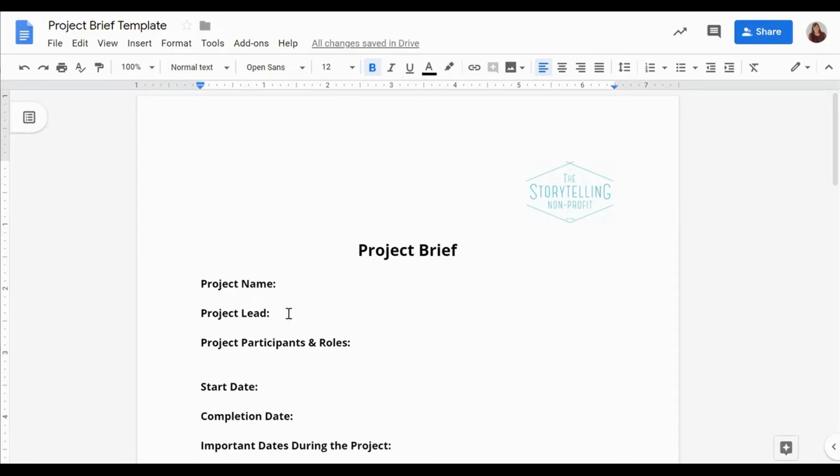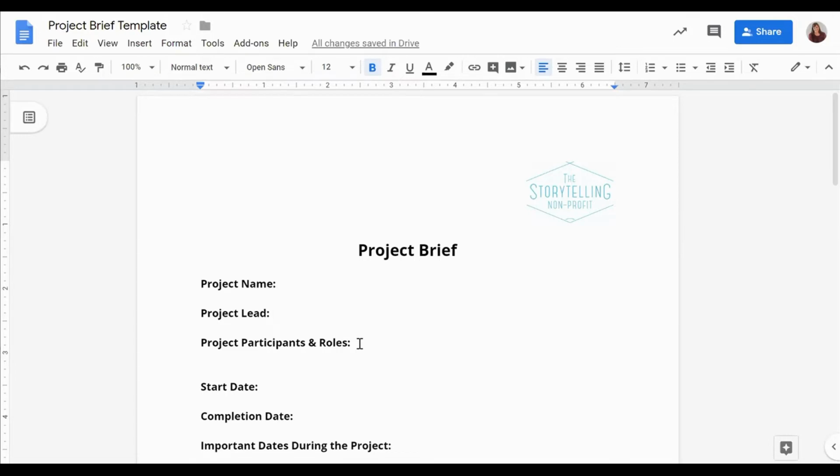The next thing I like to do is write down who is the project lead. So typically there is going to be one person who's overseeing this project, and I want to make sure we're all crystal clear about who that person is. And supplementary to that, I want to make sure we know who the project participants are and what their roles are. So let's say I was leading a project. I would say something like Vanessa, who's the consultant.